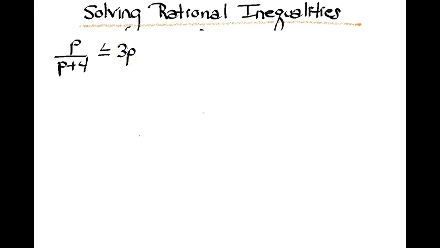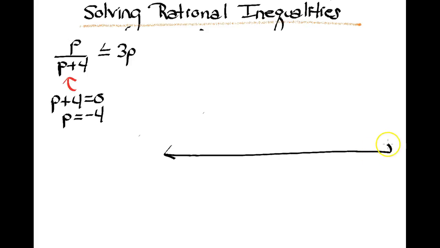Alright, so again, the very first thing I do is I take a look at my denominator and I set it equal to 0 to find out what makes my denominator 0, because I need to exclude that from my solution set. So I'm going to locate negative 4 on my number line and put a nice open circle around it so that I don't include it in my solution set.